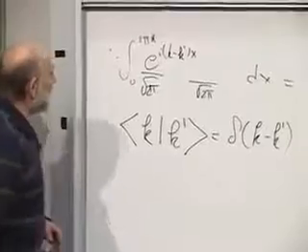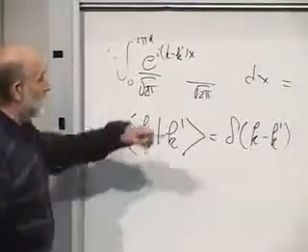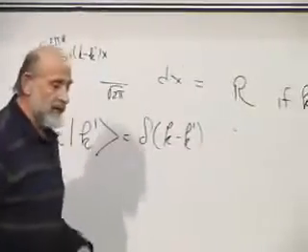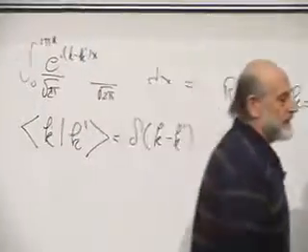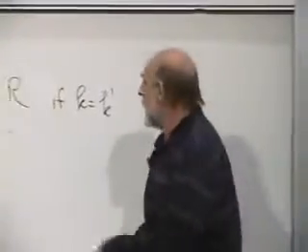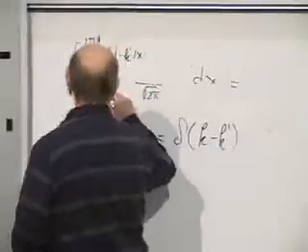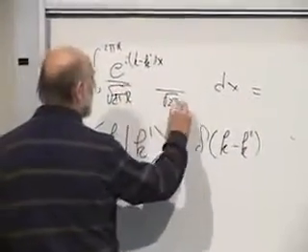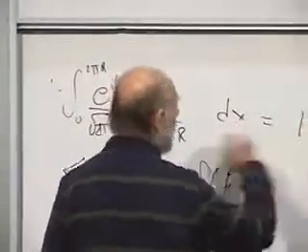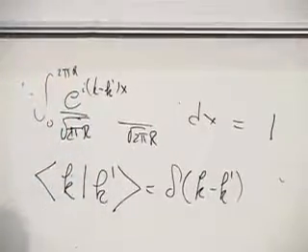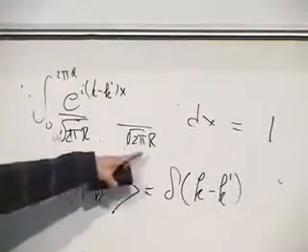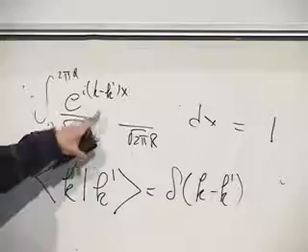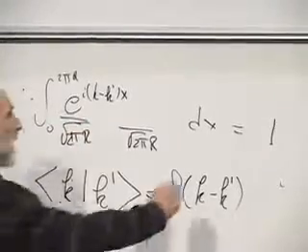No. Not anymore. It's r now. What we had, let's go back. What we had is if I put r down here, then it was equal to 1 if k is equal to k prime. I simply multiplied it through by the square root of r and another square root of r and got r here.